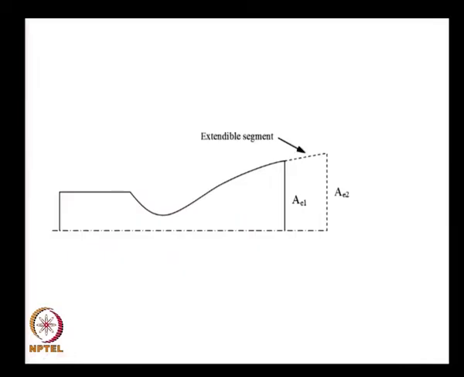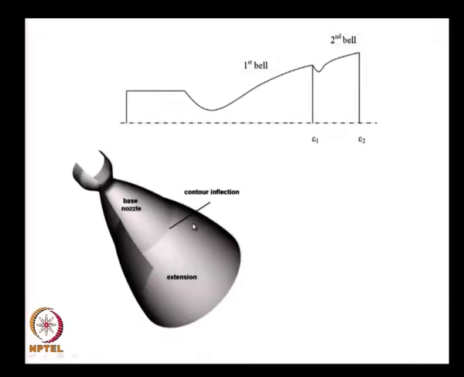This is the extendable segment. Initially I have a small area ratio corresponding to AE1. I stow this on top of this. When I want to fly at higher altitude, I push it out, I get a larger value of this over here. This is a dual bell nozzle.